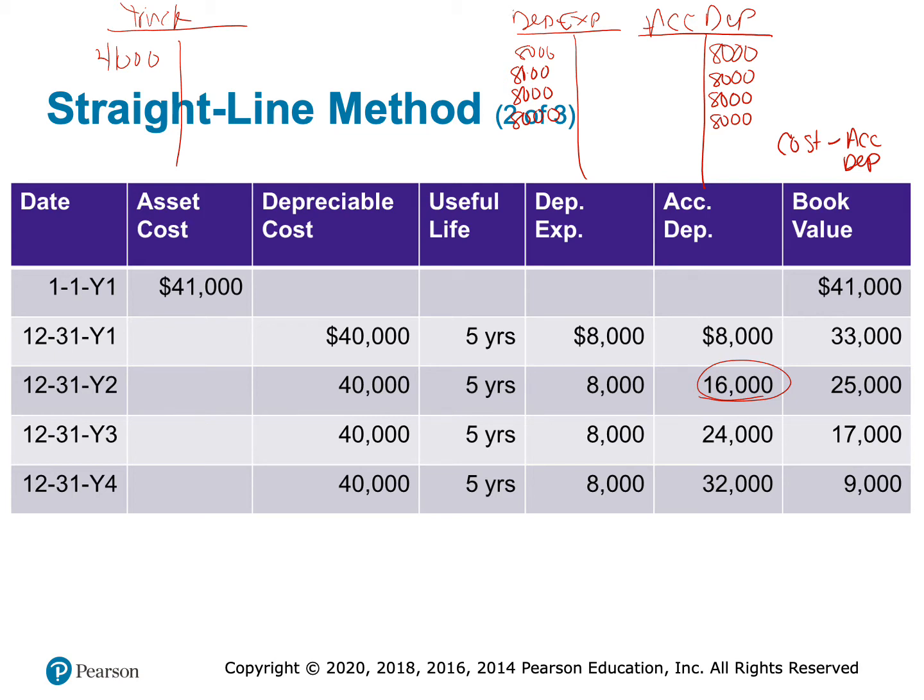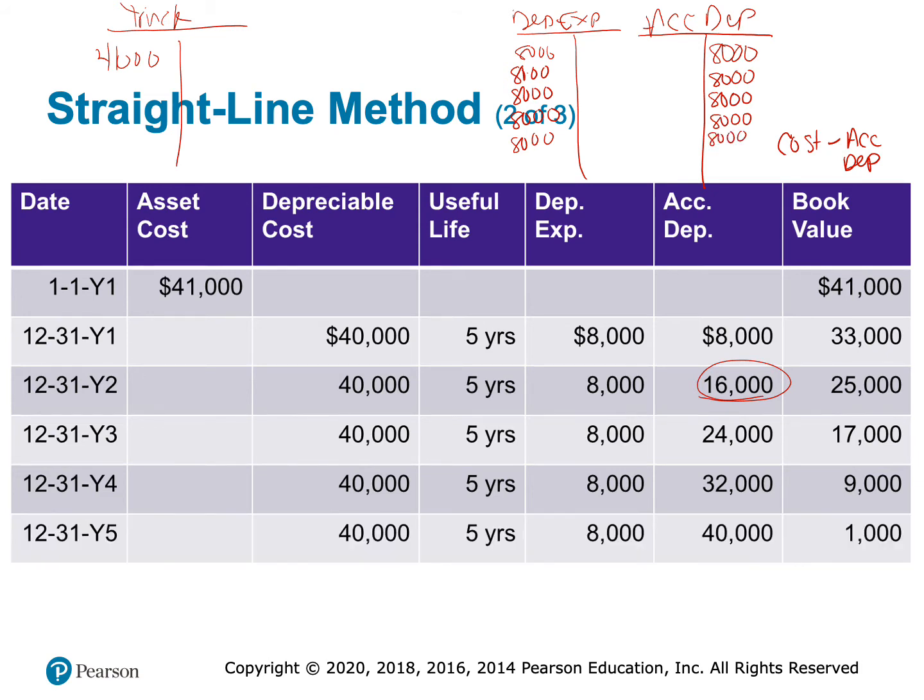This is how long I intended to use it. I'm at the asset's useful life. I'm going to do one more adjusting entry where I debit depreciation expense of $8,000, credit accumulated depreciation for $8,000. Now the balance in accumulated depreciation is $40,000. Notice the book value is $1,000. So at this point, I'm expecting to sell the asset really soon, right?